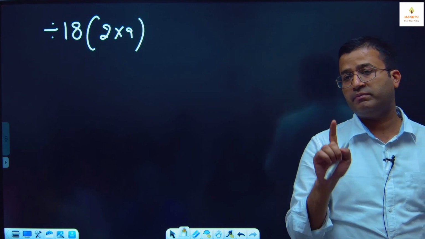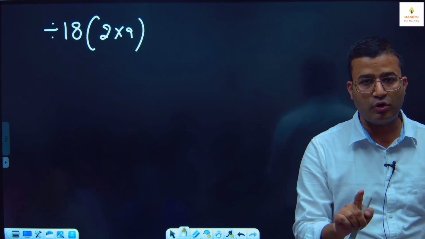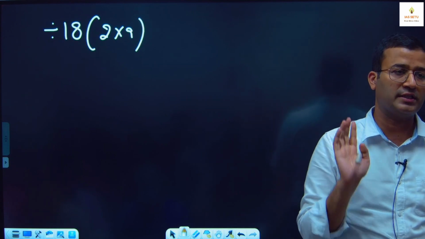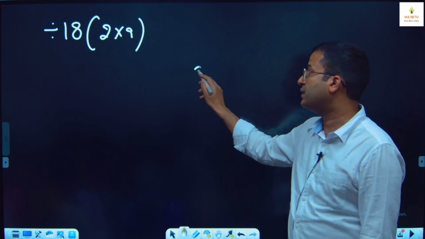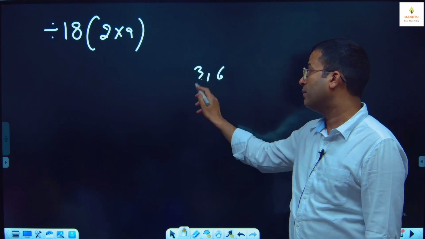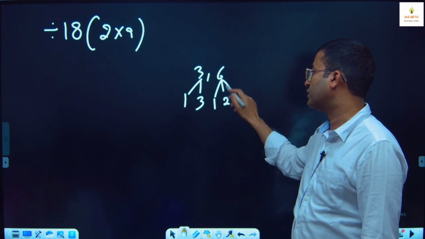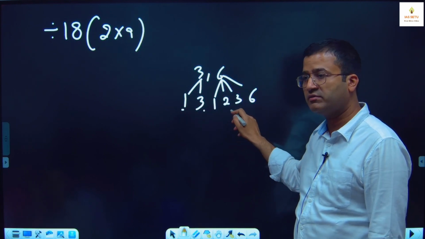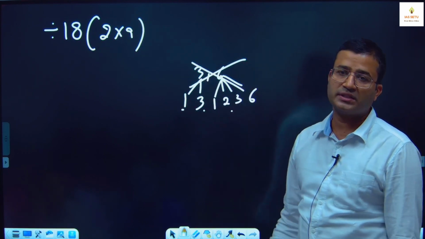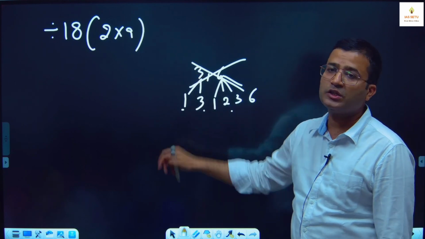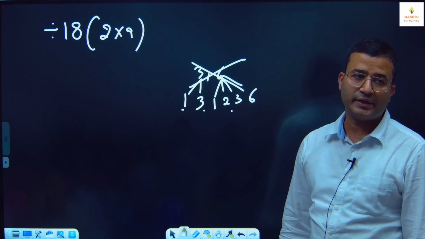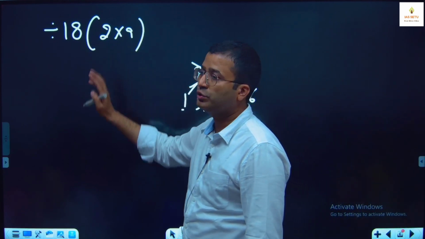Two natural numbers A and B are said to be co-prime when they have only one as a common factor. 3 and 6 are not co-prime because the factors of 3 are 1 and 3, and the factors of 6 are 1, 2, 3, 6. The common factors are 1 as well as 3. That's why 3 and 6 are not co-prime. It has to be co-prime. 2 and 9 are co-prime, so 2 into 9 will help.